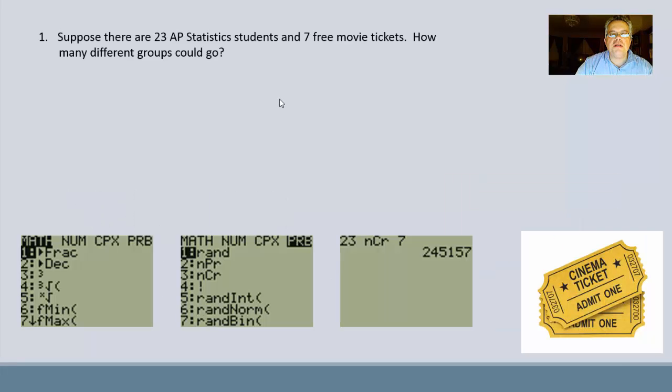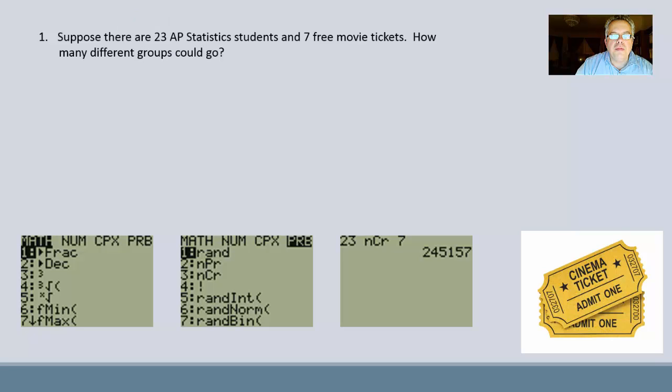Here, I want to consider an example. This is a typical problem of combinations. Suppose there are 23 AP statistics students and 7 free movie tickets. How many different groups could go? If you start thinking about the different possibilities, there's actually a very large number. And we're going to learn how to calculate this. Usually we're going to use our calculator to do something like this.